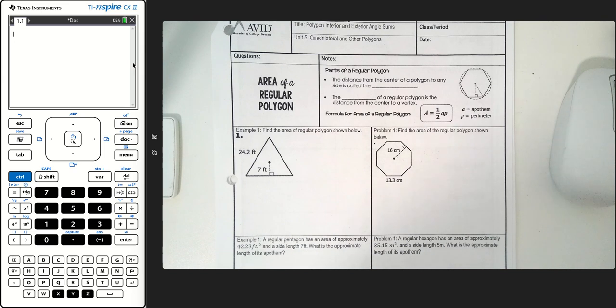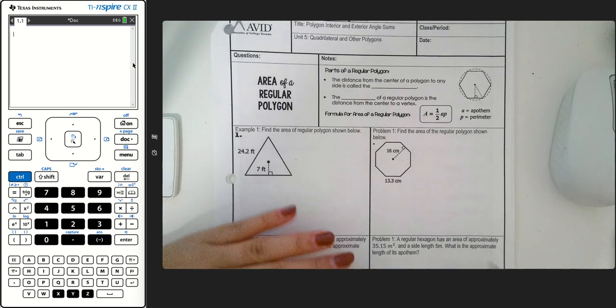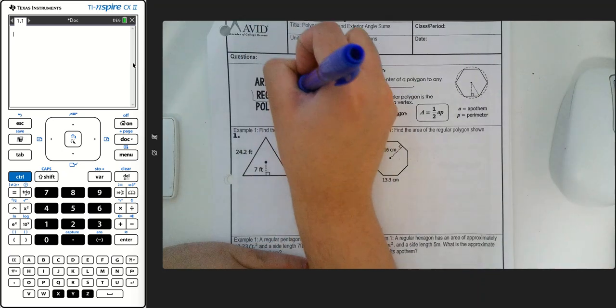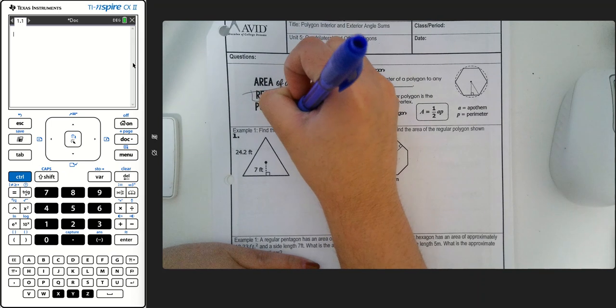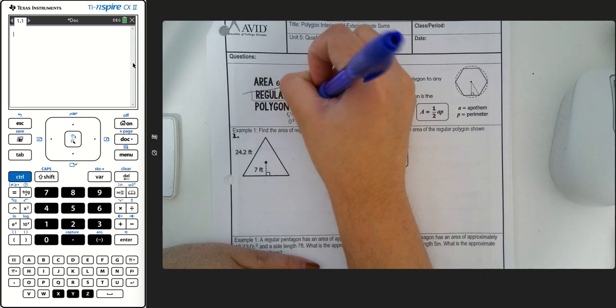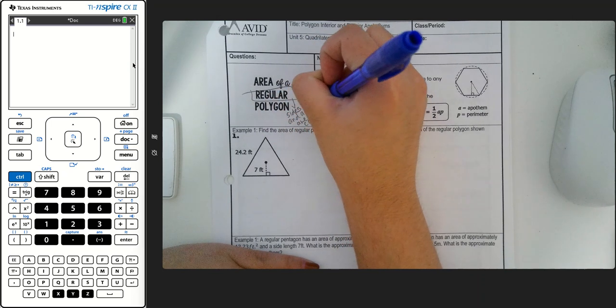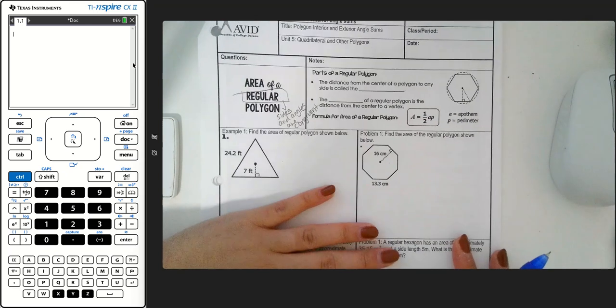Okay, now we're going to go into today's lesson. We're going to finish off Unit 5. So now I'm going to teach you how to find the area of a shape like this. Let's start with the background information. This is a regular polygon. Remember, regular means that all the sides and angles are congruent. If the word regular is in front of the polygon, that's what you need to know. The sides and angles are congruent.